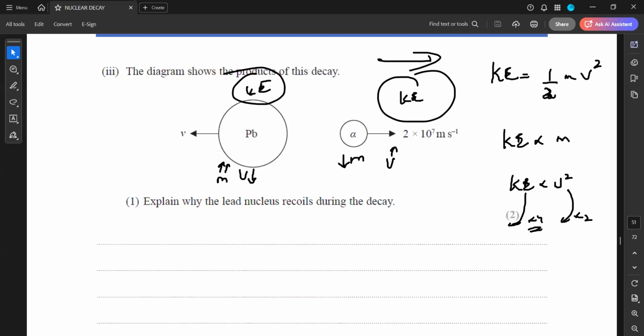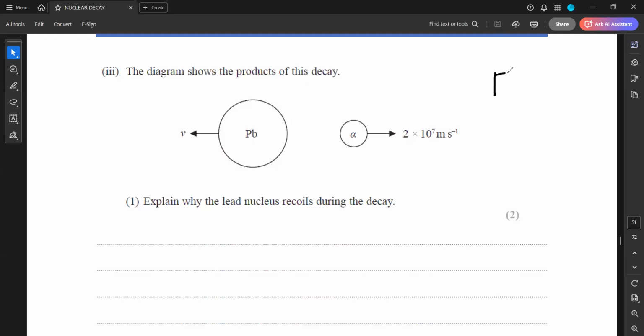Is it clear? Any doubt in this? You can also relate the momentum: the kinetic energy Ek is p squared over 2m. This is also a formula which relates the momentum, mass and kinetic energy. So you can also relate this: if two objects have the same momentum, the one which has less mass will have more kinetic energy.